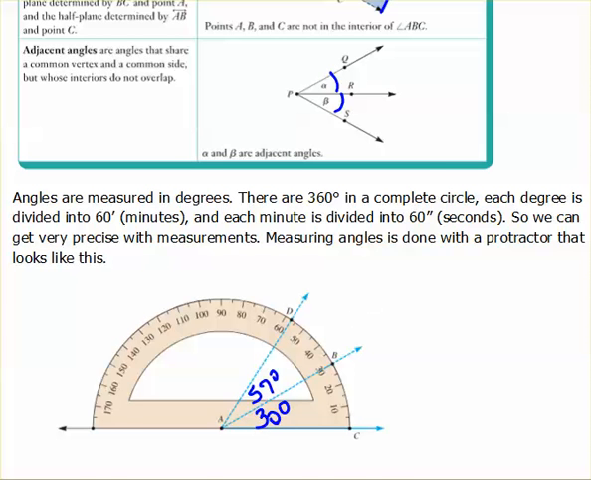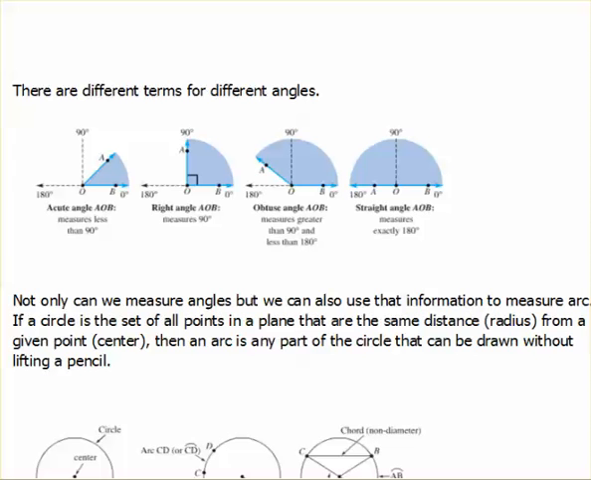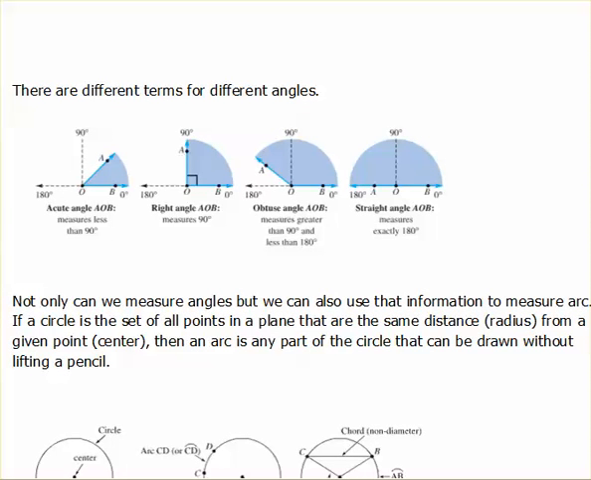Now we also have to talk about some different kinds of angles. There are 4 basic types of angles, and you have to know the names of those. Those are acute, right, obtuse, and straight. An acute angle measures less than 90 degrees. So this is what that looks like. 90 degrees would be straight up and down. So anything that measures less than 90 degrees we call an acute angle.